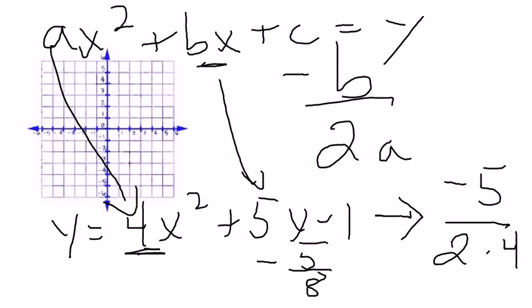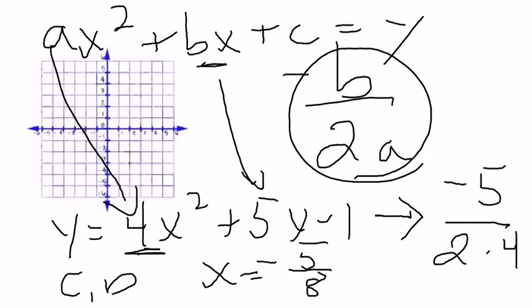Now we have a couple of options here. C and D both have negative 5/8, but what are the coordinates of the vertex? The axis of symmetry is x equals negative 5/8, because that's negative b over 2a. But how do you find the actual coordinates of the vertex? Well, you have an x, so you can find a y, because y equals 4x squared plus 5x minus 1. We can substitute this in for x, and we can get a y value.